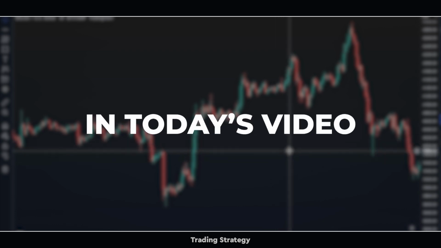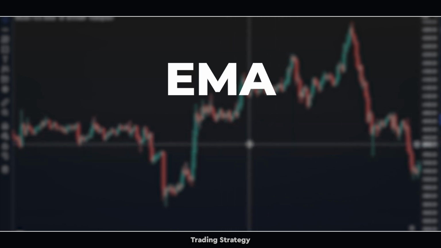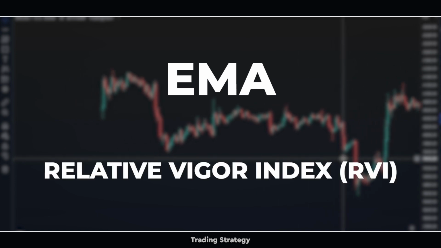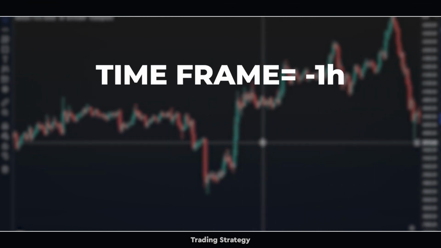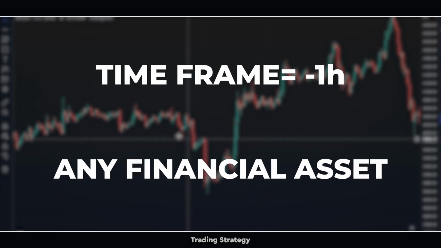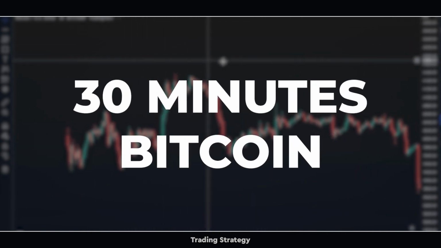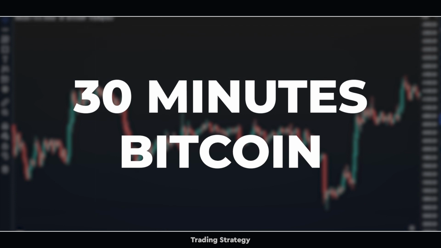Today, I bring you a strategy for day trading using exponential moving averages, EMA, and the Relative Vigor Index, RVI, indicator, which is used for time frames of less than 1 hour in any type of financial asset. In my case, I'm going to be testing it in Bitcoin, in the 30-minute time frame.